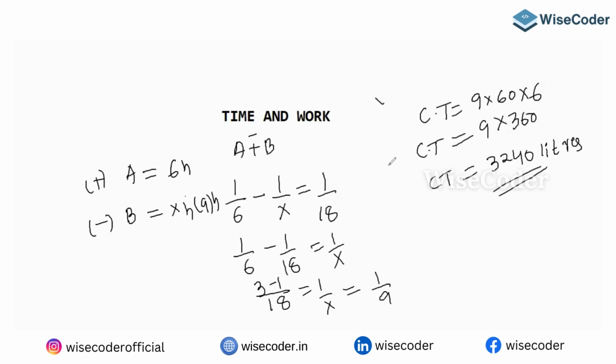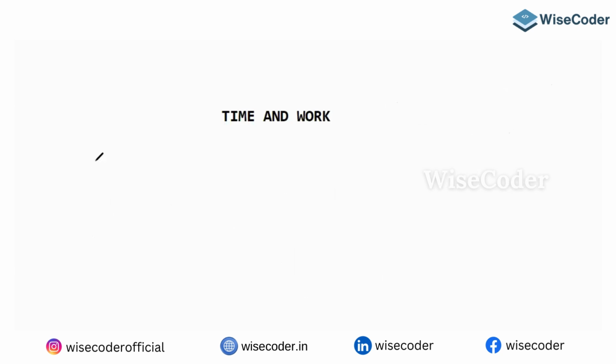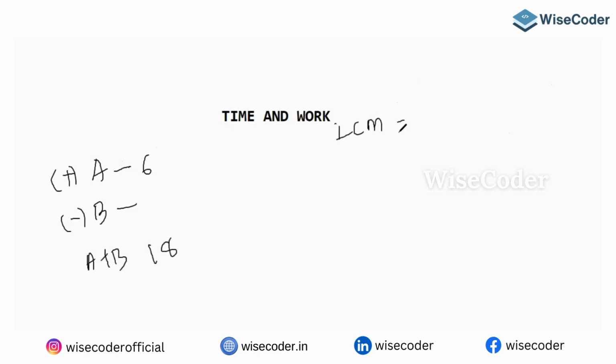Now, how to do it with LCM? This is a better way of solving. This is 9 hours, but let's see how to do it in LCM. A is 6, B is x. Trust me, this is positive, this is negative. A and B is 18 hours, so the LCM itself is 18 only.